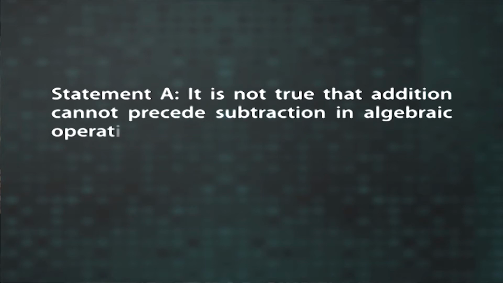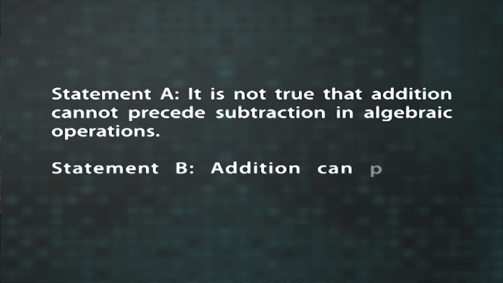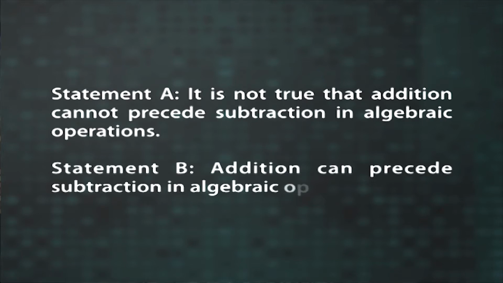Let us consider two statements. Statement A. It is not true that addition cannot precede subtraction in algebraic operations. Statement B. Addition can precede subtraction in algebraic operations. Here, both statement A and statement B attempt to measure the same knowledge, but statement A contains double negatives which make the statement ambiguous, making it difficult for students to understand and interpret it. Statement B is a better construction than statement A.